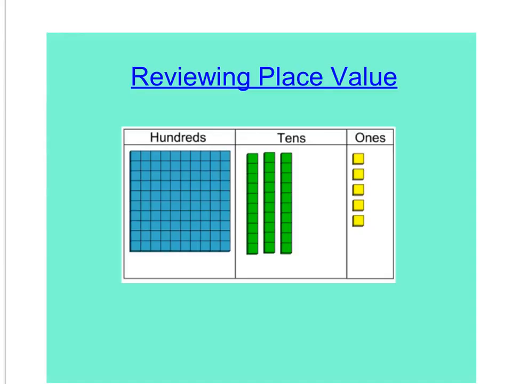Today we're going to be reviewing place value. We have a place value chart in our classroom that's over by our calendar area. It's where we count the days of school. And if you remember on that red chart, we have the ones place, the tens place, and the hundreds place to represent 3-digit numbers for the days that we've been in school.